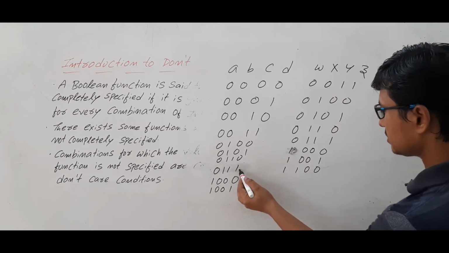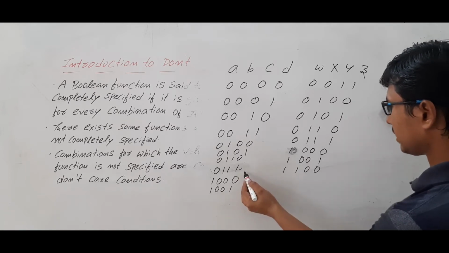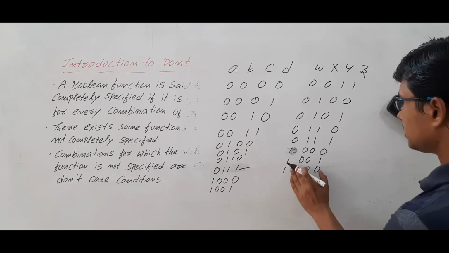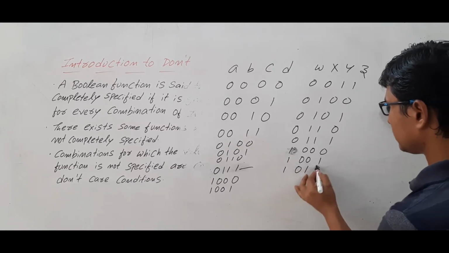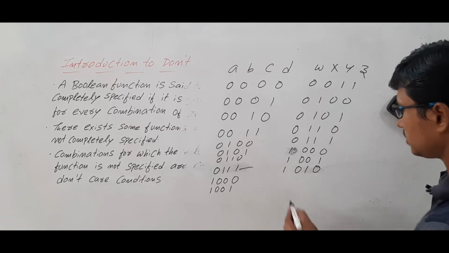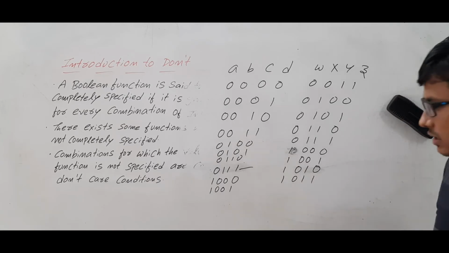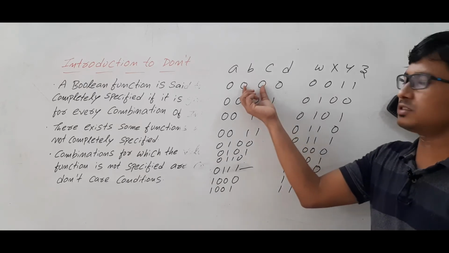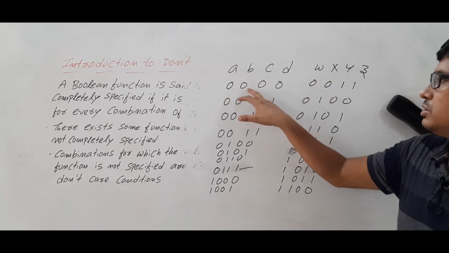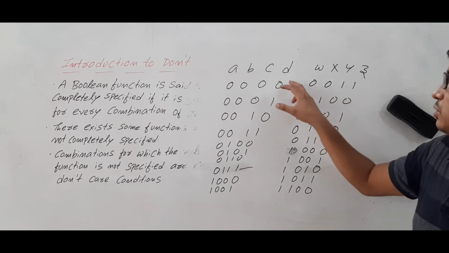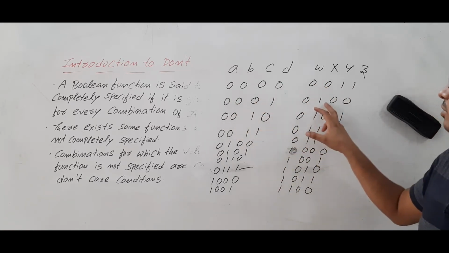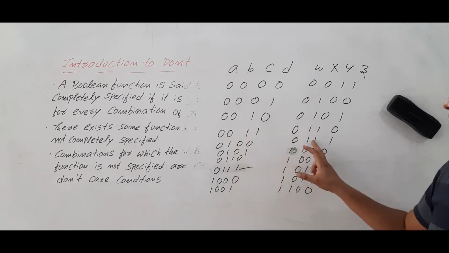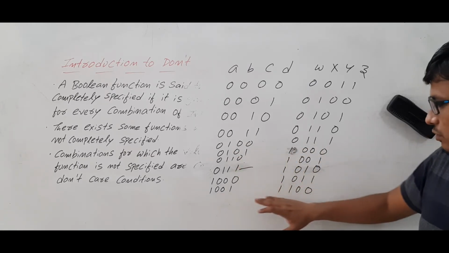This is 10. This is 8, this is 9, and this should be 10. Then 11 is 1011. Then 12 will be there. Are you able to understand? In the BCD, if it is 0, in XS3 it will be 3, because you have to add 3 to it. If it is 1, it will be 4. If it is 2, it will be 5. If it is 3, it will be 6. If it is 4, it will be 7. Like that, when it is 9, you will have 12.